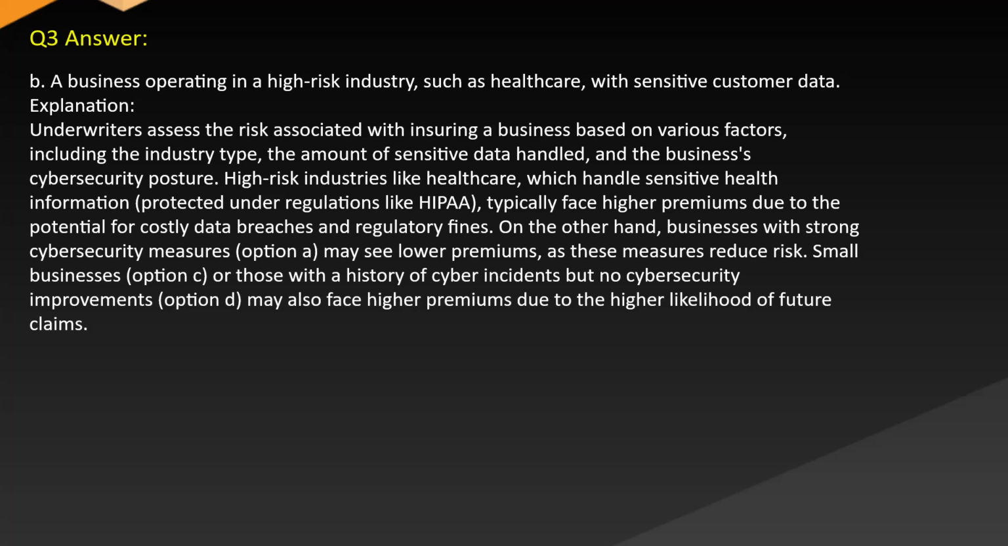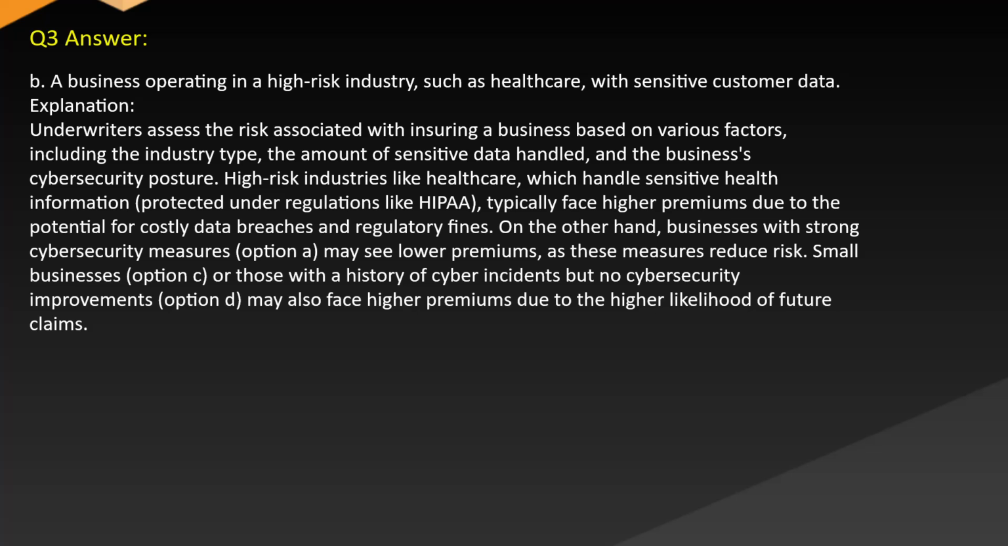Explanation: Underwriters assess the risk associated with insuring a business based on various factors, including the industry type, the amount of sensitive data handled, and the business's cybersecurity posture. High-risk industries like healthcare, which handle sensitive health information protected under regulations like HIPAA, typically face higher premiums due to the potential for costly data breaches and regulatory fines.